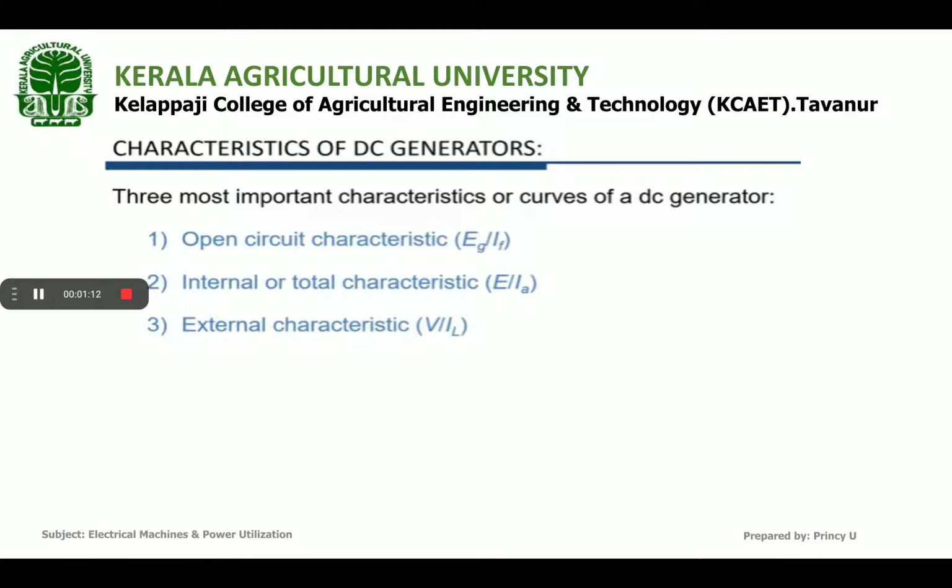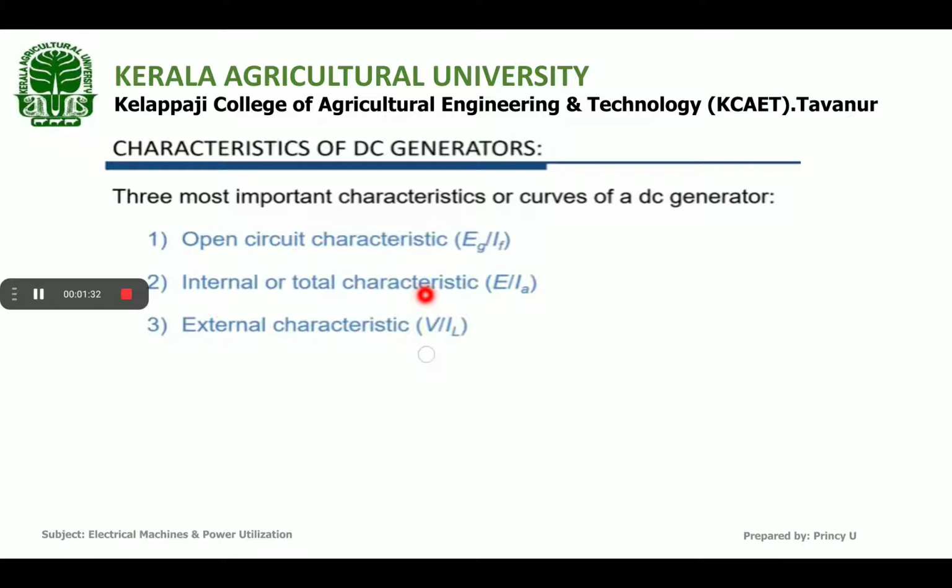The first one is the open circuit characteristics. Open circuit characteristics means, as the name itself says, there is no load on that DC generator. The circuit is open, the armature winding is open. So a no load characteristics is the open circuit characteristics.